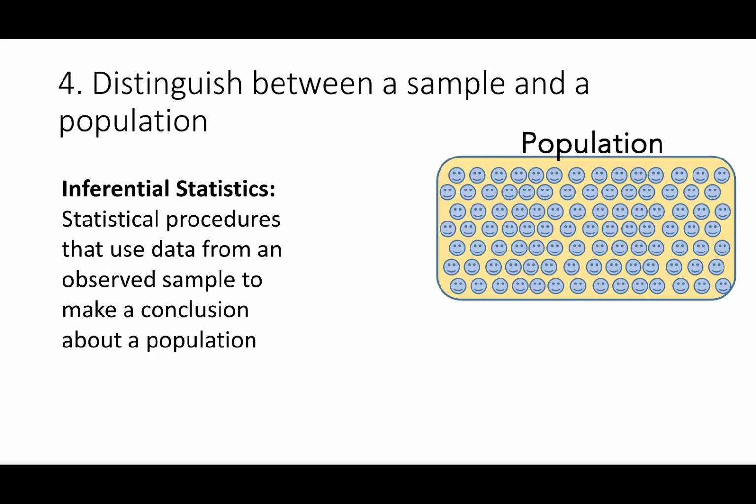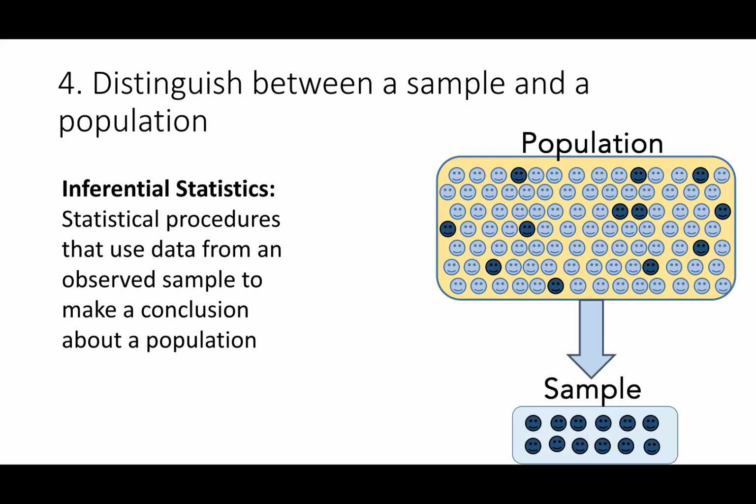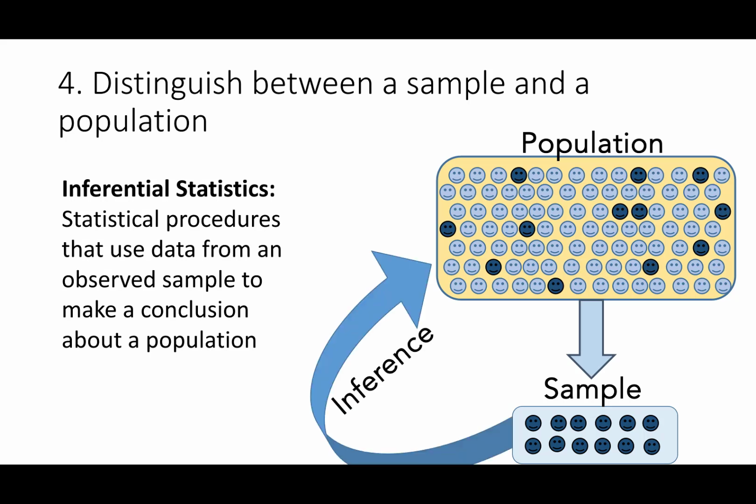For example, let's say that all of these people represent our population. Maybe we don't have the resources to survey all of these people. What we would do in that case is collect data from a subset of the population. Using sampling methods, we select the cases from the population that will participate in our research study. That group of cases is known as the sample. The goal of inferential statistics, then, is to use data from the sample to make a conclusion or an inference about the larger population.